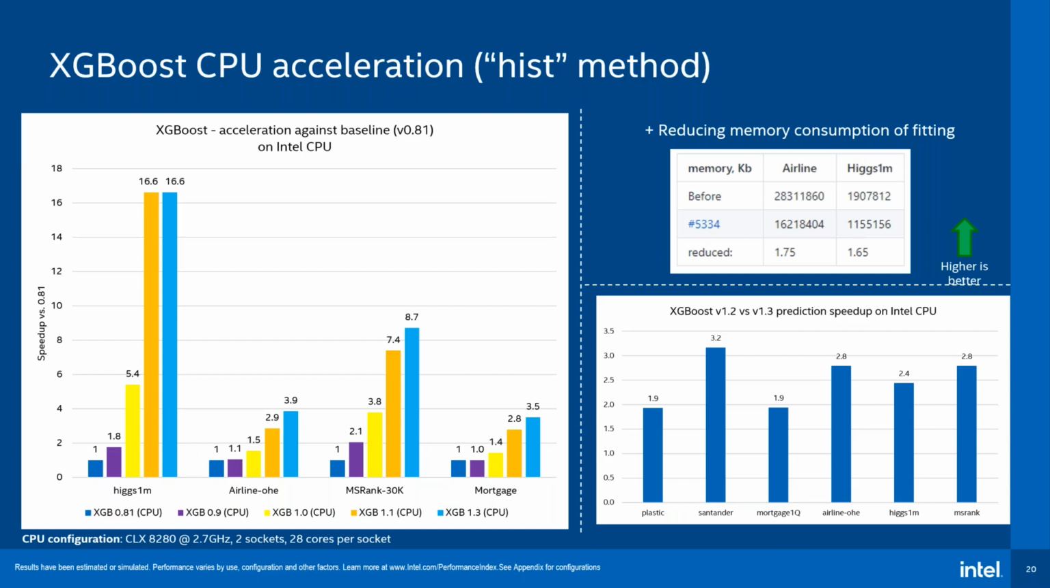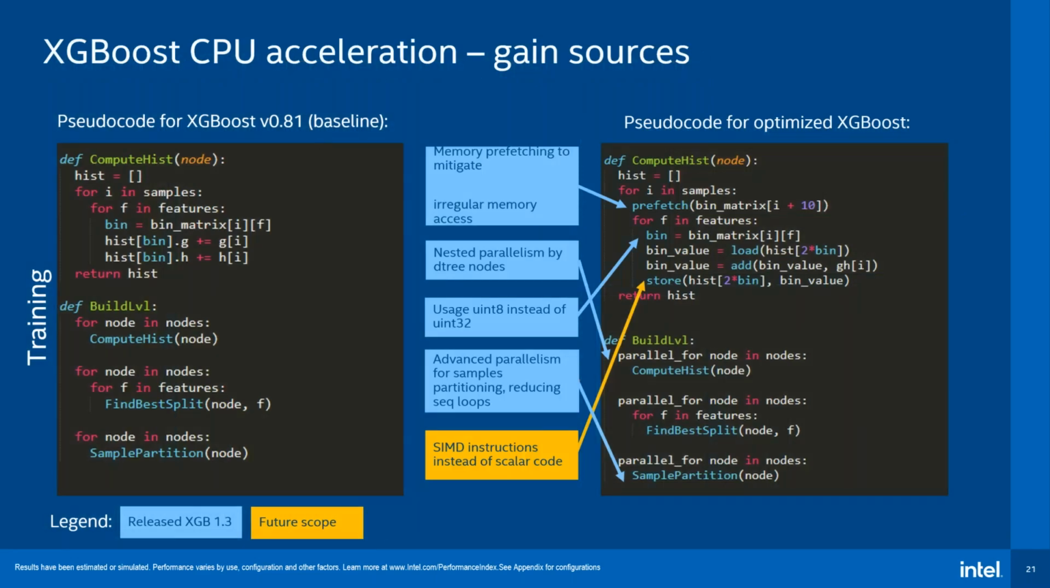Again, I'll talk in a minute about the different optimizations we did. One of the things in this particular case was reduction in the memory consumption. We reduced it approximately 2x, a reduction in the memory consumption on the pull request 5334, and you can see these benefits. If you go to the next slide, you will see what it took to go from XGBoost version 0.81 to 1.3.